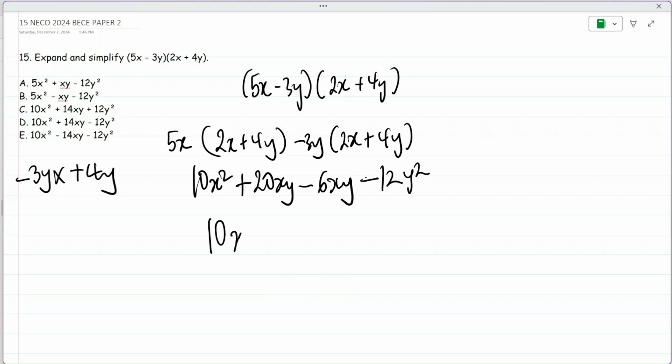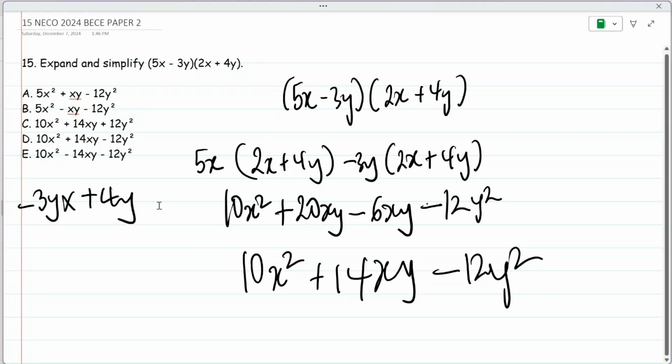So we have 10x squared. Then you have 20xy minus 6xy. These are like terms. Both of them have xy's behind them. This one has y squared. This one has x squared. They are not like terms. The only two like terms are 20xy and minus 6xy. So you have plus 20xy minus 6xy. You can write xy first. Then 20 minus 6. 20 is bigger than 6. Your calculator is plus 14. So you have plus 14xy. You have your minus 12y squared at the back. So you have 10x squared plus 14xy minus 12y squared.